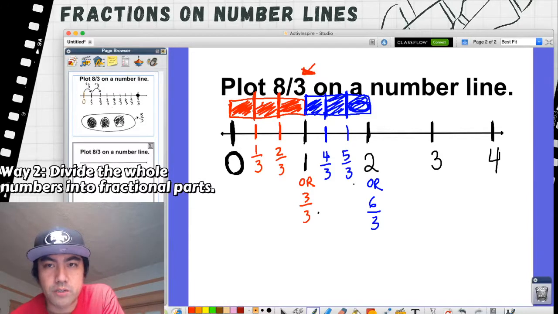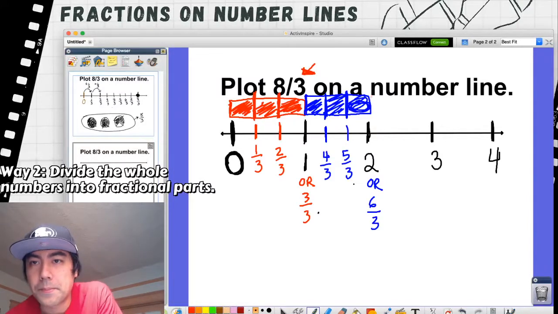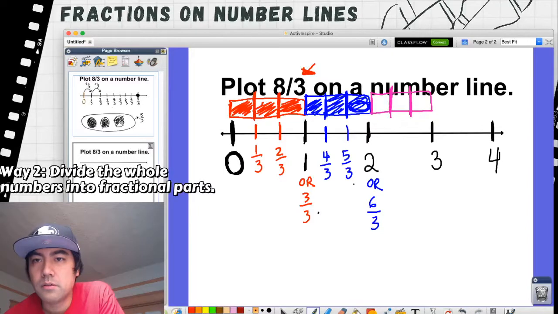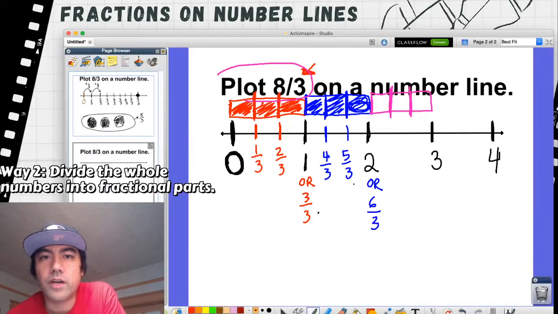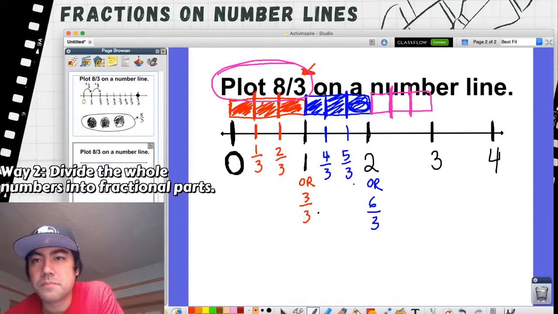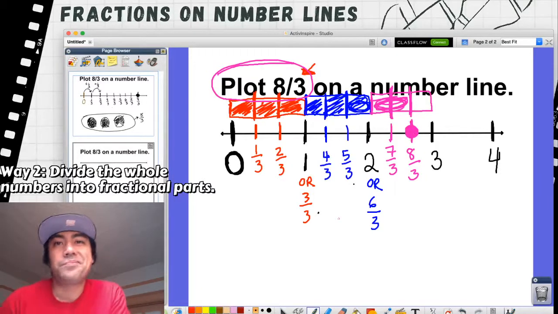Let me just change colors one more time here. Here's another whole. Jumping from 2 to 3, that's 1 whole. I'm going to do the same thing, cut it into thirds. Now I'm going to keep on going until I can figure out where 8 thirds is. Here's 7 thirds. Here's 8 thirds. And I'm officially done. Okay? So, this is the second way.